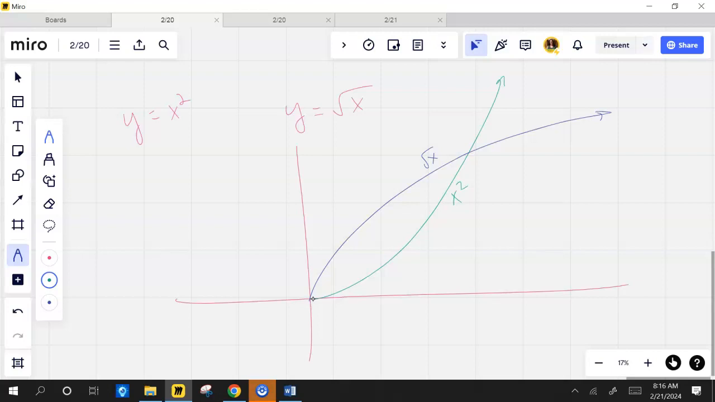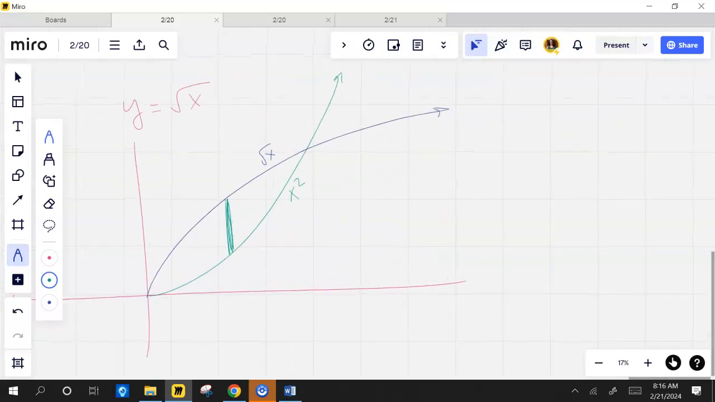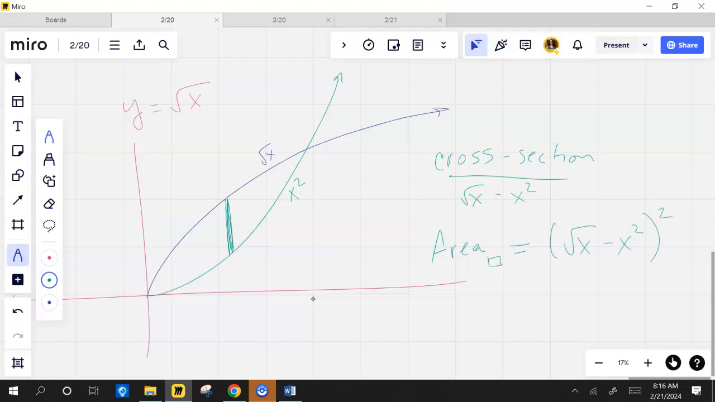Perpendicular to the x-axis. So here's my cross section. Agreed? What is my cross section length here? That's right, it's the top minus the bottom, so it's square root of x minus x squared. Since I'm doing a square, the area of my square would be that squared, right? Oh yeah, this probably would be a calculator.